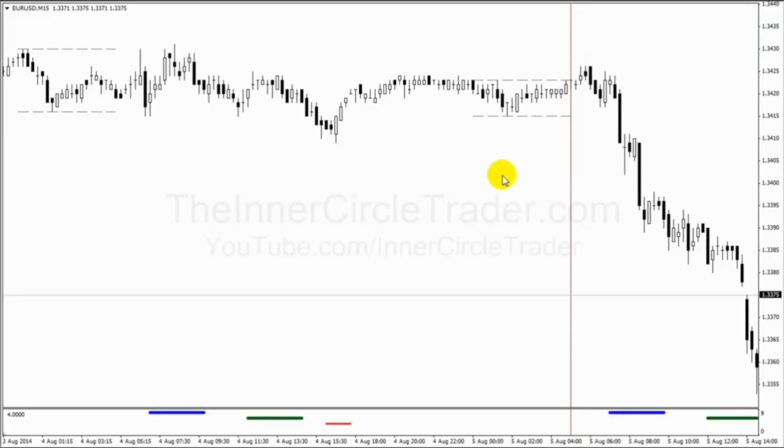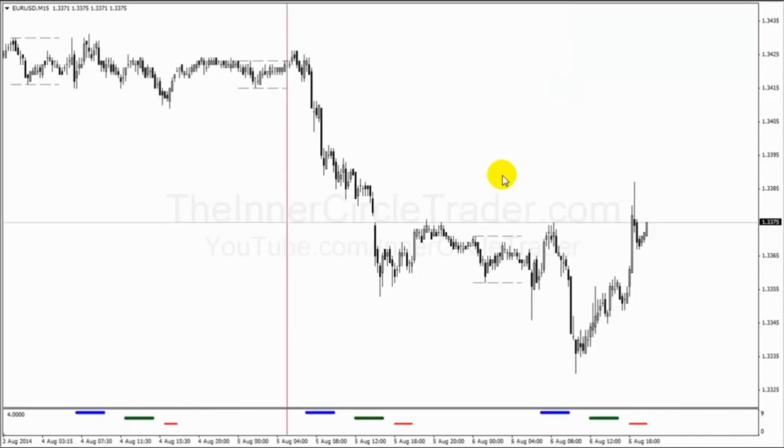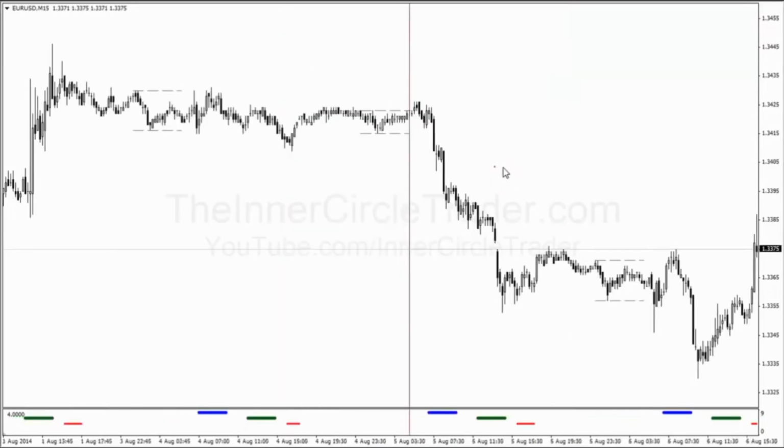Okay, so I get questioned all the time. Okay, well, how much of a Judas swing do you need? Well, it depends on what you have on your chart. And I'm not trying to blow off your question. It really is just that simple. There's a lot of other framework you have to take into consideration, like we have over here.